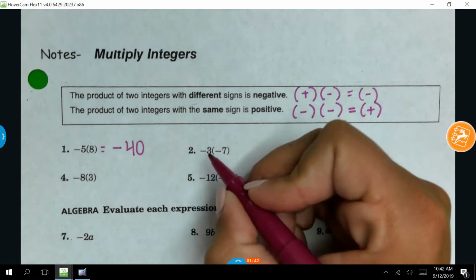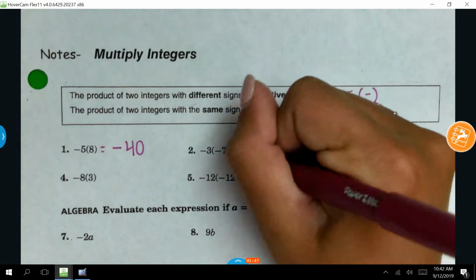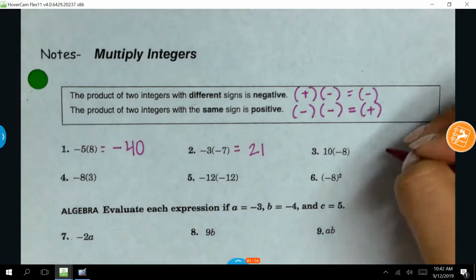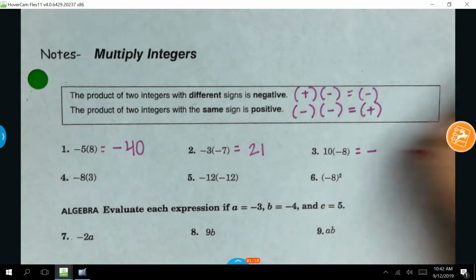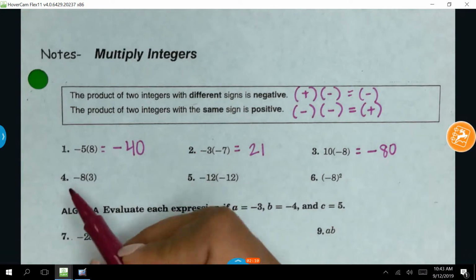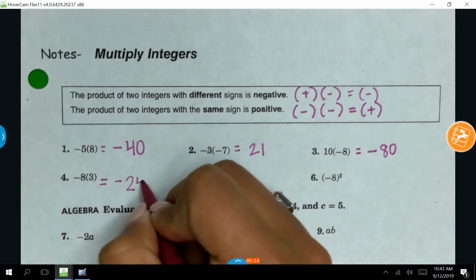Number 2, I've got a negative times a negative. So what is that going to be? A positive 21. The next one, like Bella said, is a negative. And then what is 10 times 8? 80. So that's negative 80. What about number 4? Negative 8 times 3. Negative 24.